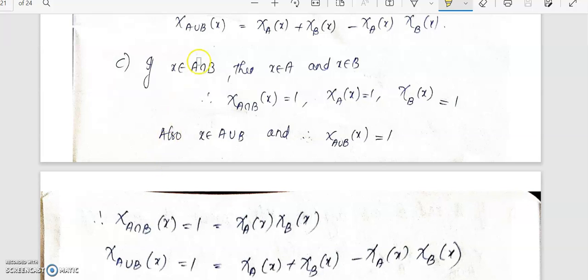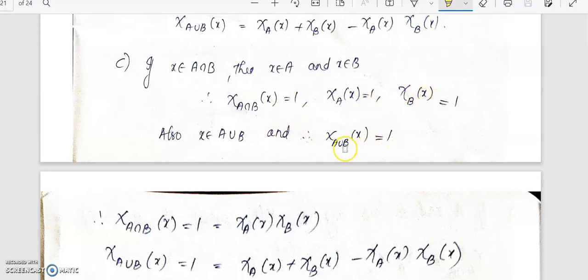belongs to A intersection B. So x will belong to A, x will belong to B. A intersection B will be there and x will belong to A union B also. So chi of A intersection B, chi of A, chi of B and chi of A union B, all of this are equal to 1.